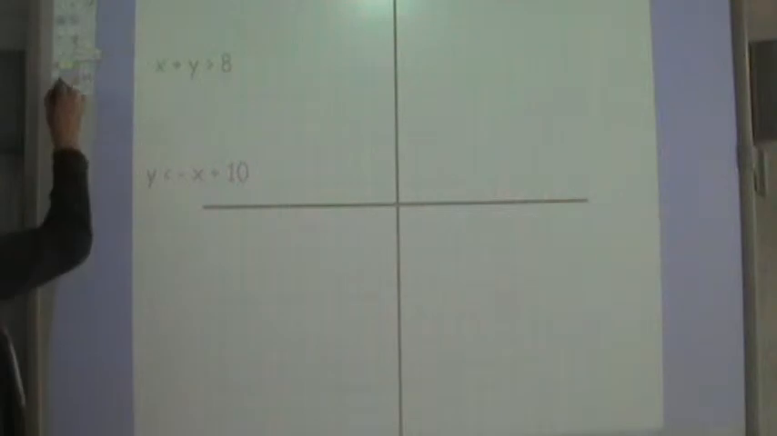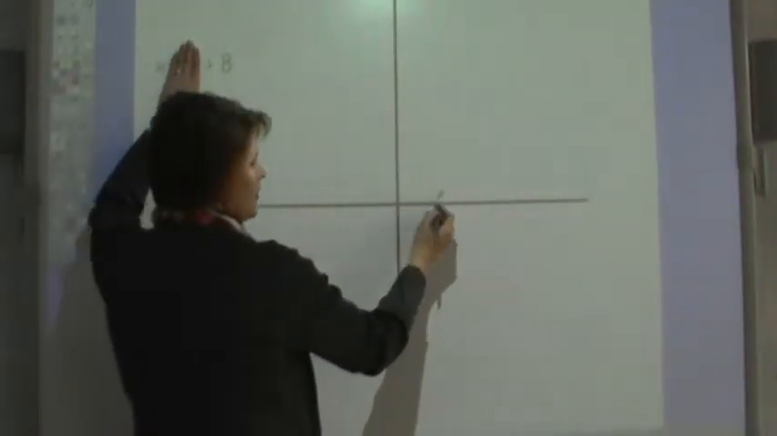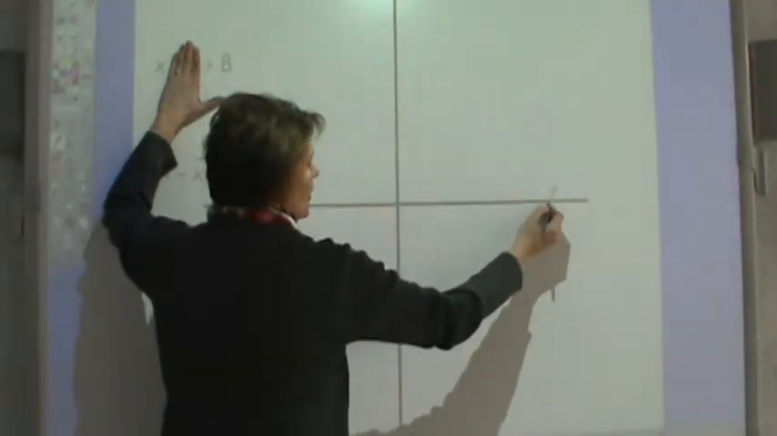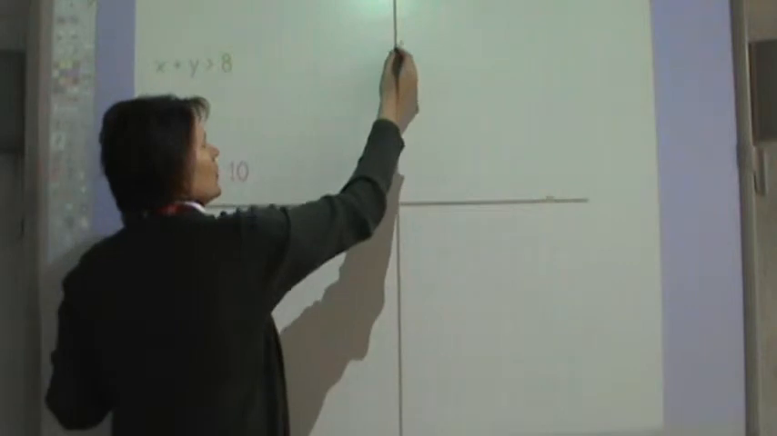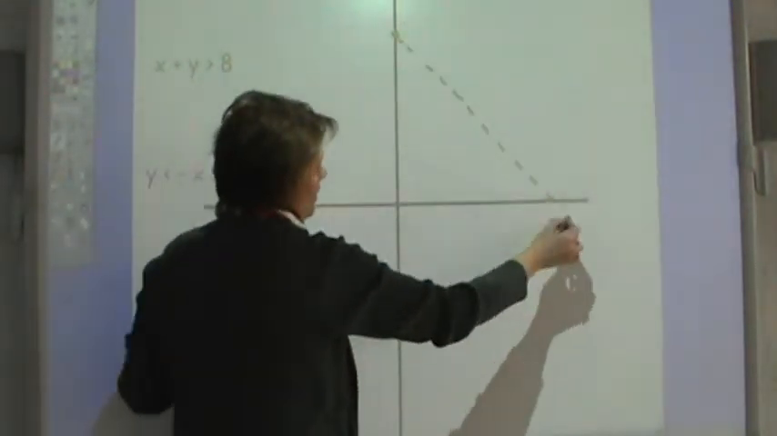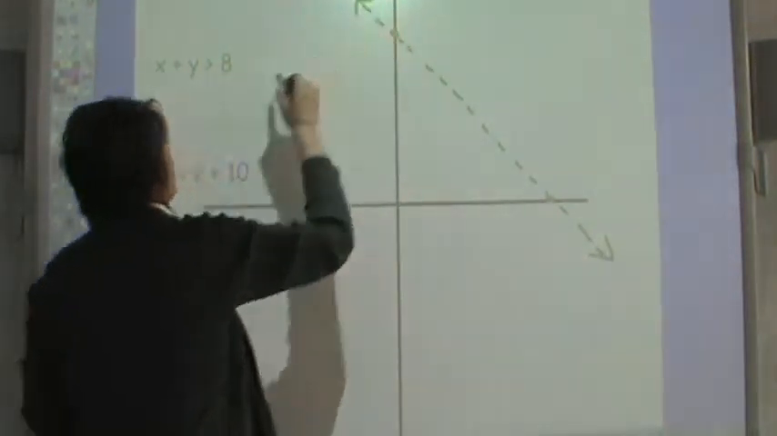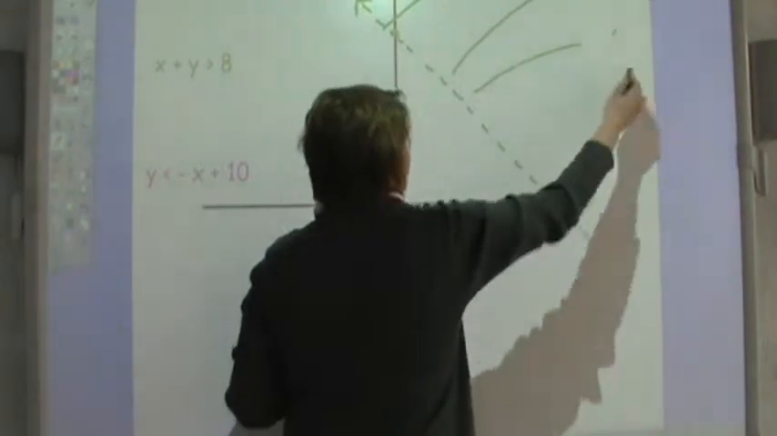Okay. All right, let's do method 2 just for fun. X-intercept would be 8. Y-intercept would be 8. And dotted. If I test the origin, it's false, so that means I shade the other side.